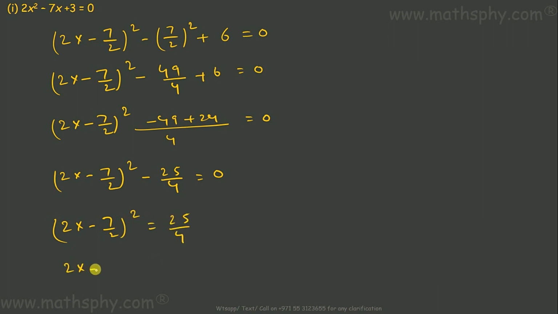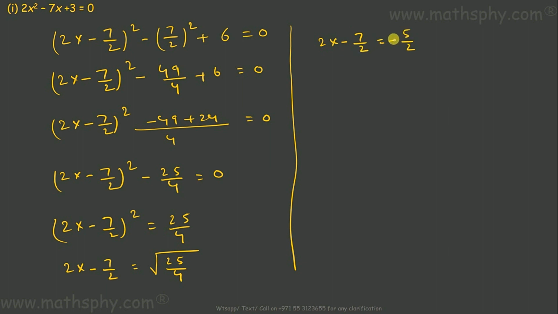So this will be (2x minus 7 over 2) whole square equals 25 over 4. This square goes this side, becomes root. So 2x minus 7 over 2 equals 5 over 2, positive and negative. When anything comes out of root, it becomes positive, negative both. So 2x is equal to 5 over 2 plus 7 over 2, and 2x is equal to negative 5 over 2 plus 7 over 2.